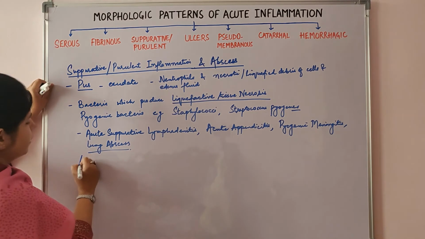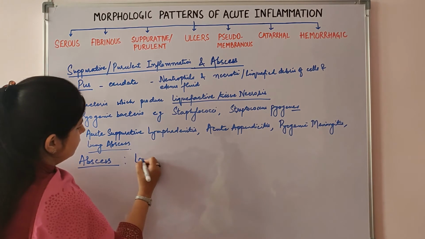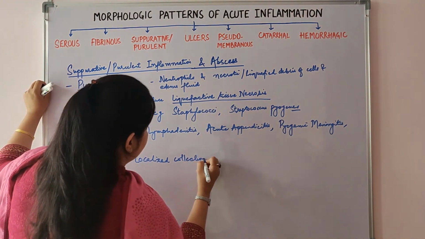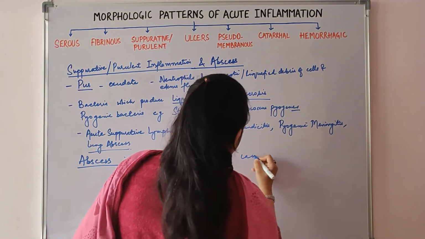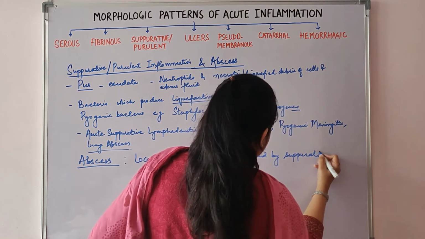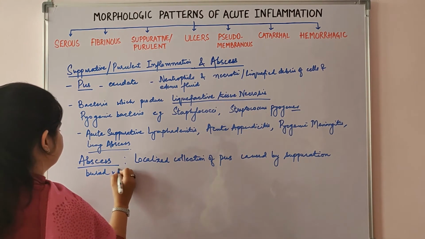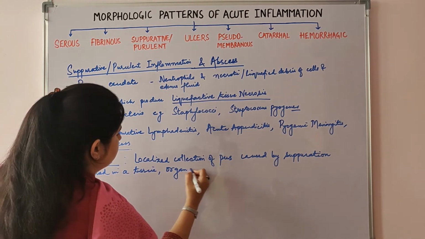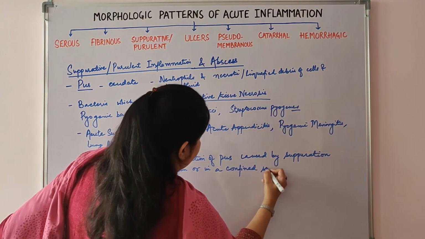So what is an abscess? Abscess is a localized collection of pus. It is a localized collection of pus that is caused by suppuration buried in a tissue, organ, or in a confined space.